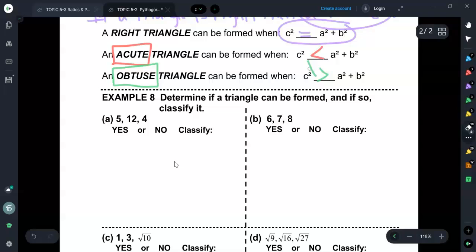Let me delete this one here. Actually, my eraser doesn't want to work, so hey, whatever.